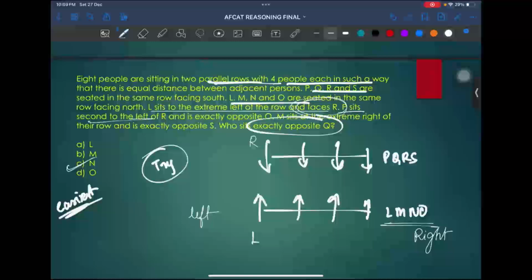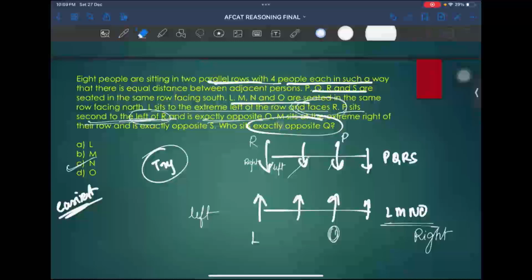P sits second left of R. In the sense, for this R, this will be the right side, and the other part will be the left side. P sits to the second left of R, in the sense first left, second left. Here the position of P is fixed and is exactly opposite to O, in the sense opposite to P there is a person called O.